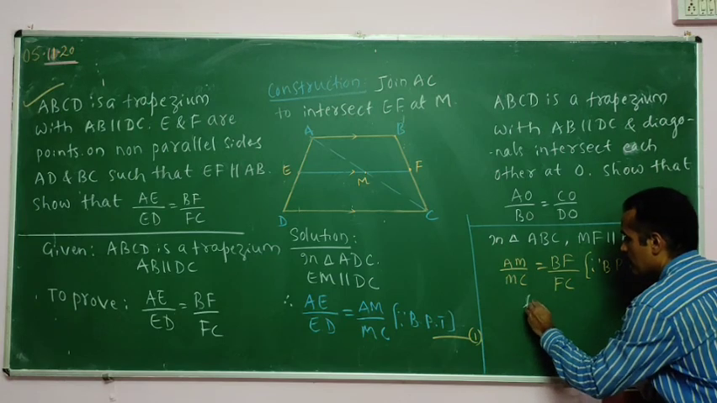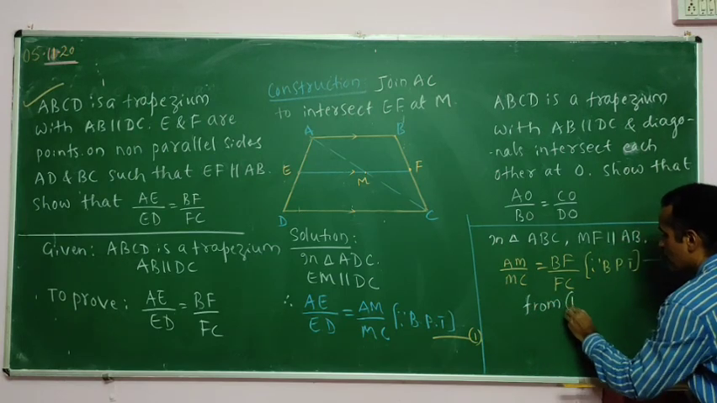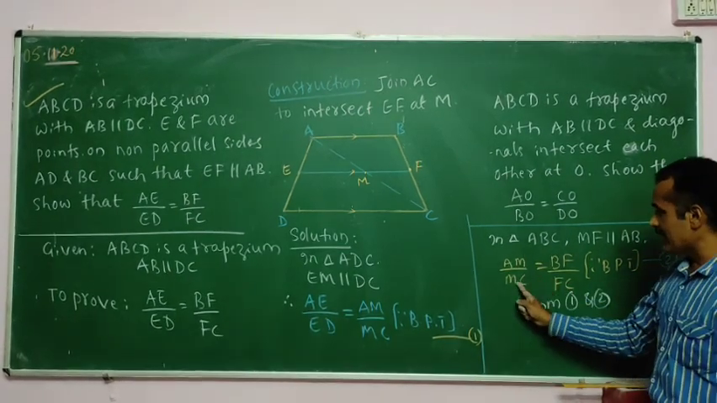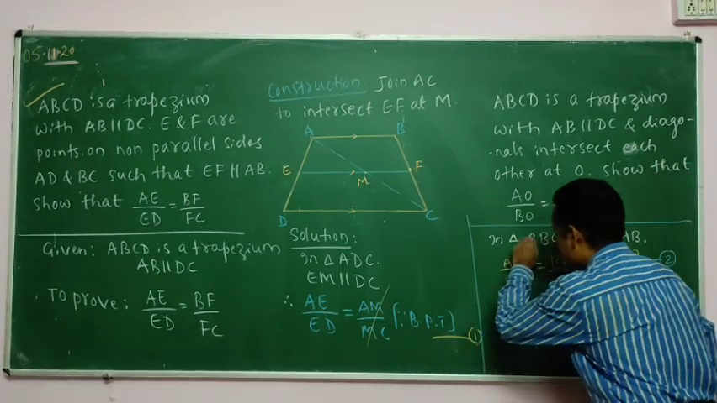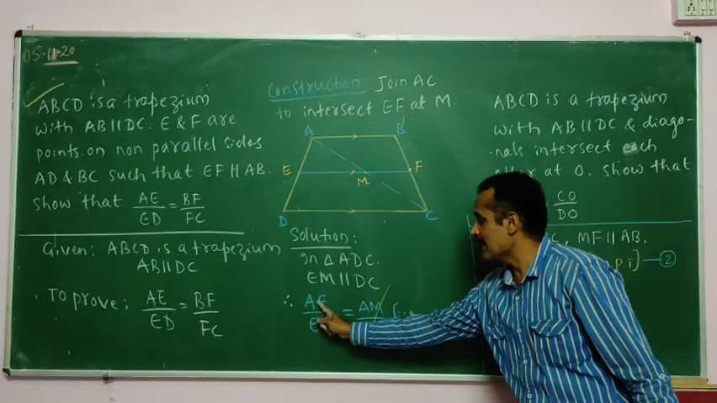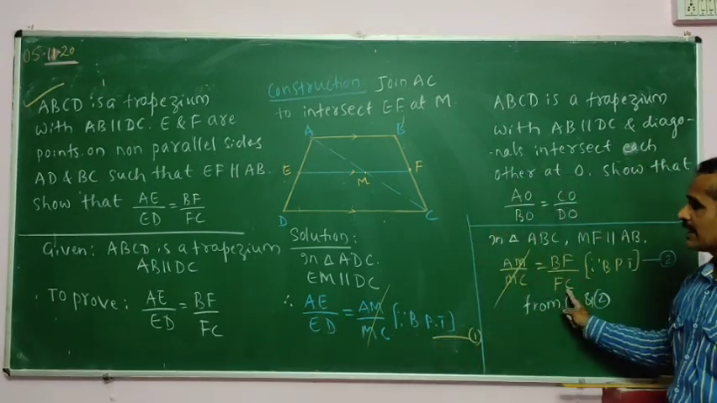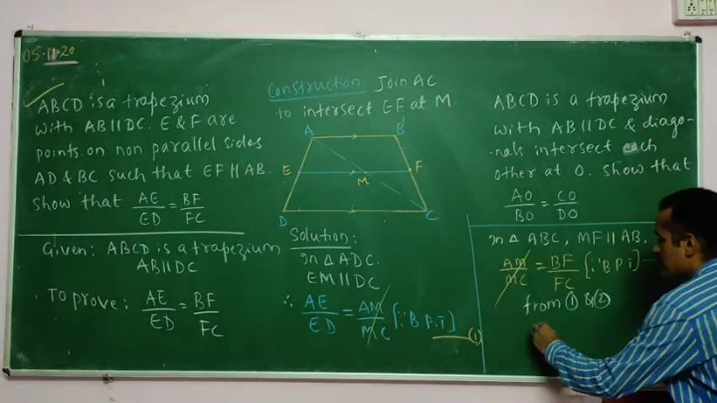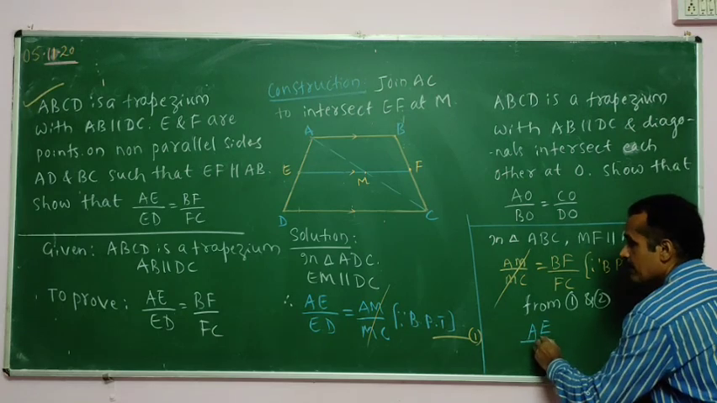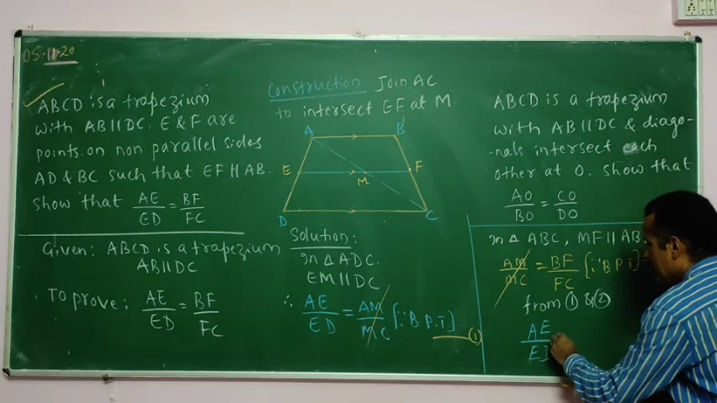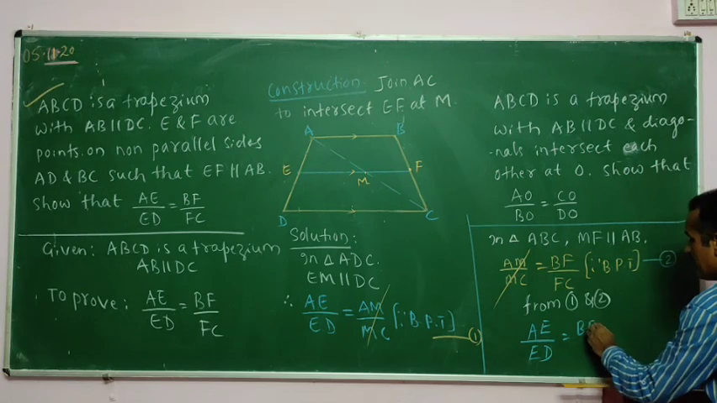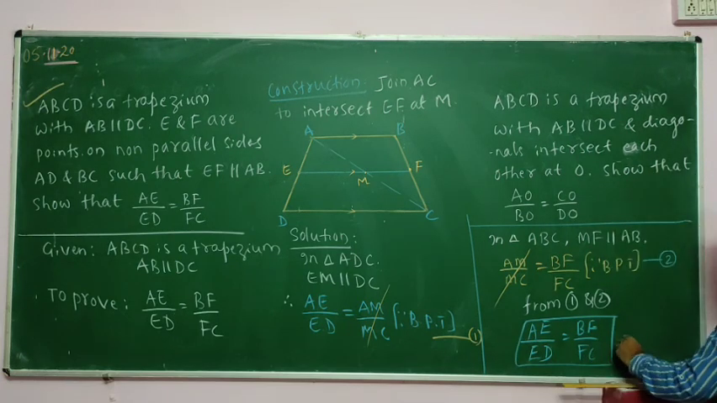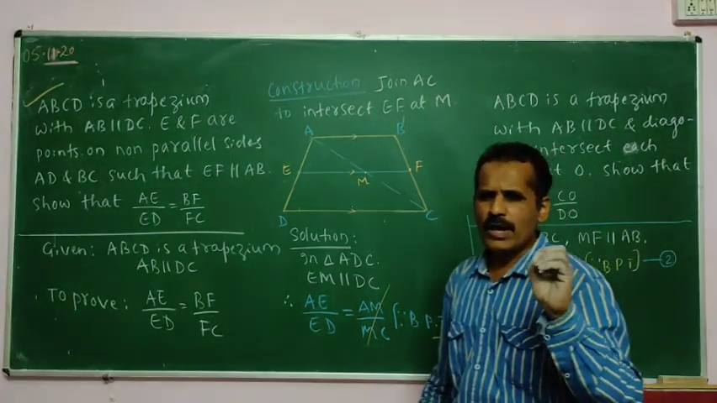From 1 and 2, क्या हो गया, 1 and 2 से AM by MC आपस में कैंसिल, चलो क्या बच गया, AE by ED is equals to BF by FC. From 1 and 2 you can write AE by ED is equals to BF by FC. That is the end of the problem. Very simple.